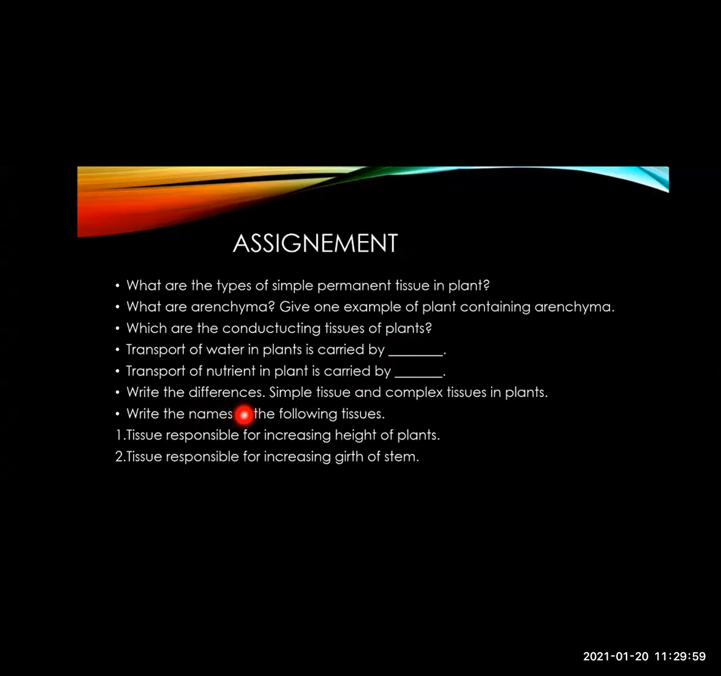Write the differences between simple tissue and complex tissue. Here you will write: when the tissue is made up of only a single cell type, it is known as simple tissue. When the tissue is made up of more than two cell types, it is known as complex tissue. Example, parenchyma, collenchyma, sclerenchyma. Example, xylem and phloem.